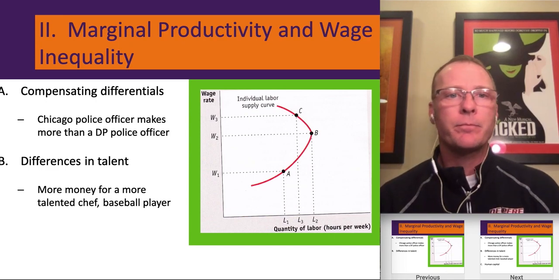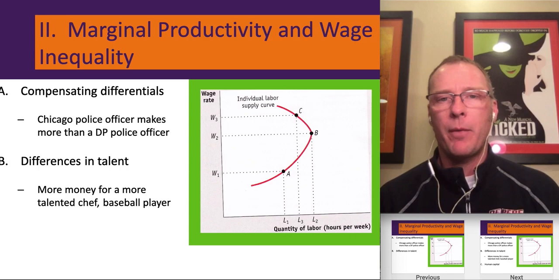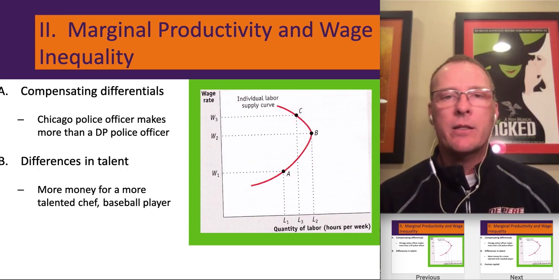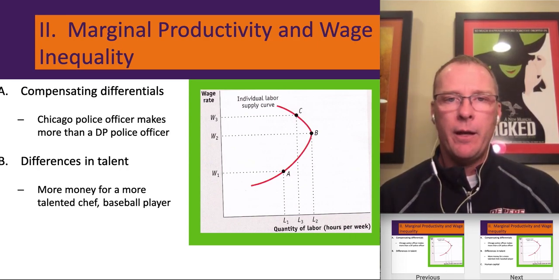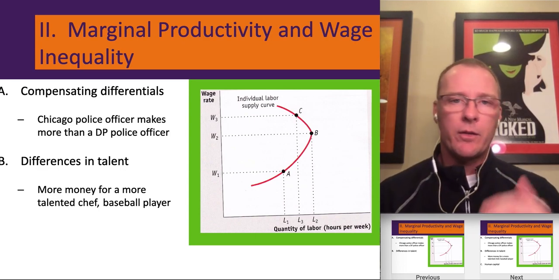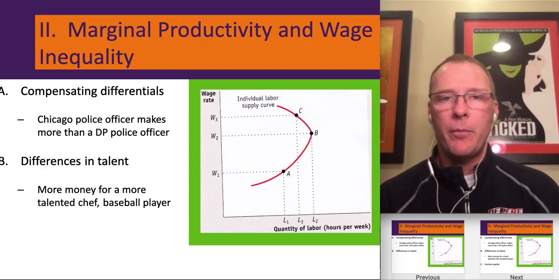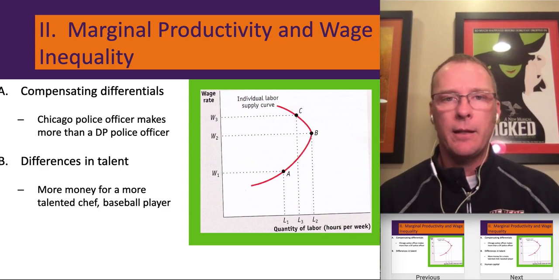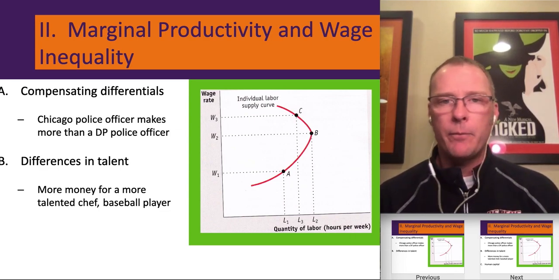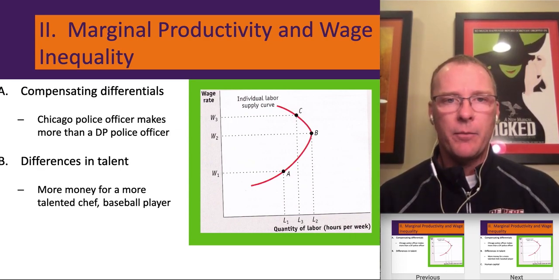That's the case. Differences in talent. If you think about a talented chef, a baseball player, a football player, sometimes those people can make more money simply because they have more talent than somebody else. You're more likely to go to a restaurant if the name on it is someone famous. You're going to pay Aaron Rodgers way more than someone like Mitch Trubisky who's just going to throw the ball to the other team. So differences in talent do make a difference.